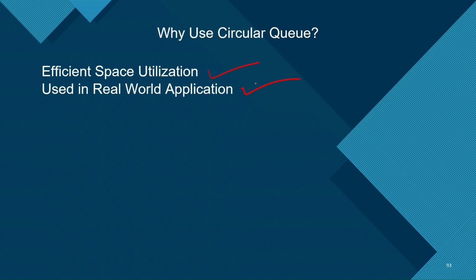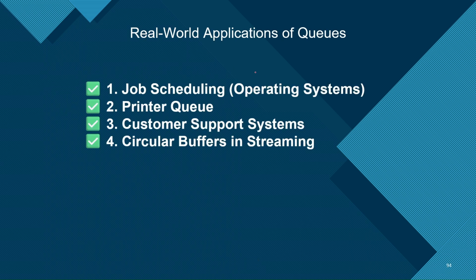About the real world applications, it's like OS scheduling, then circular buffering, and then streaming services. The real world applications of queues are basically job scheduling, print queue, customer support system, and circular buffer in the system. What is meant by job scheduling? Round robin CPU scheduling uses a queue to manage multiple tasks. And the print queue is when multiple documents are sent to a printer, it processes them one by one, and not all at once.